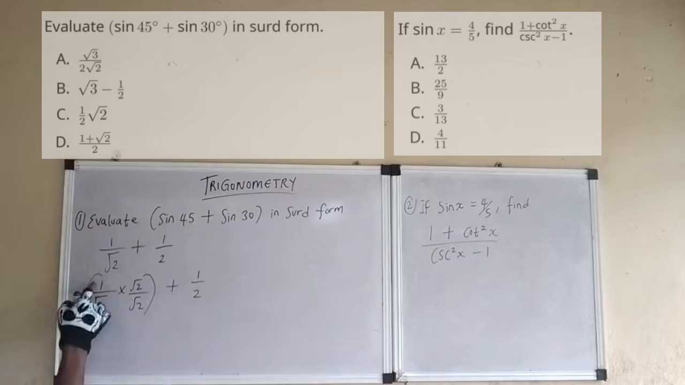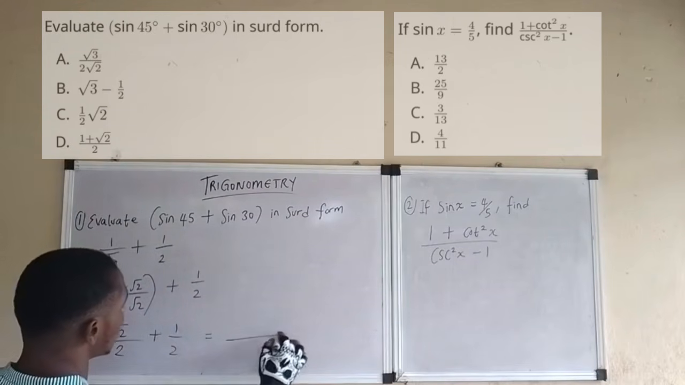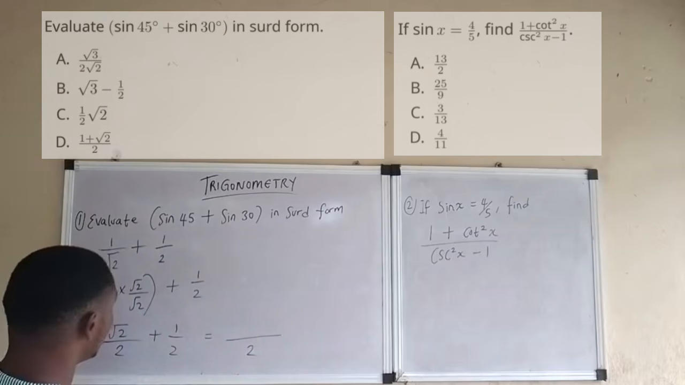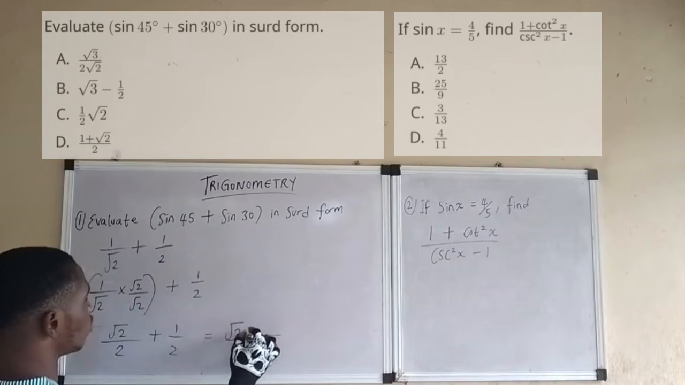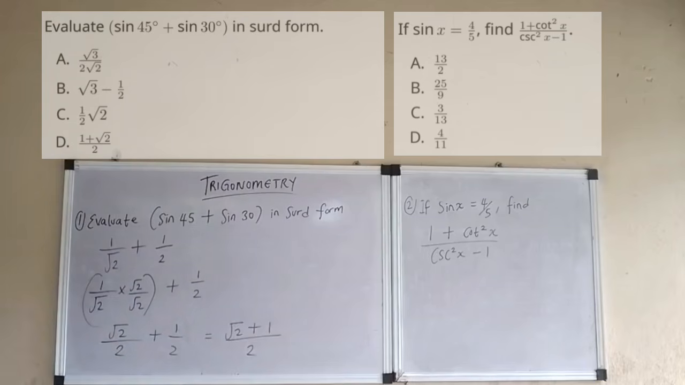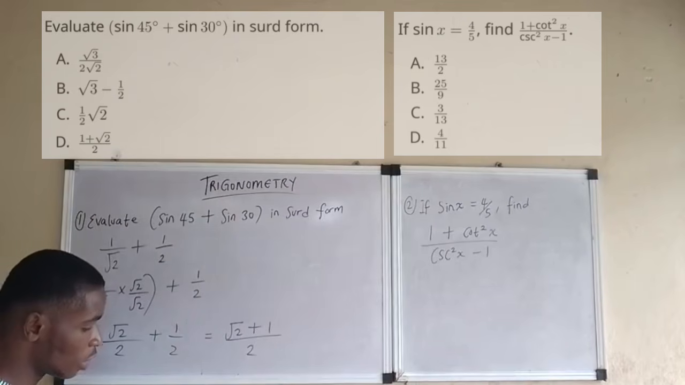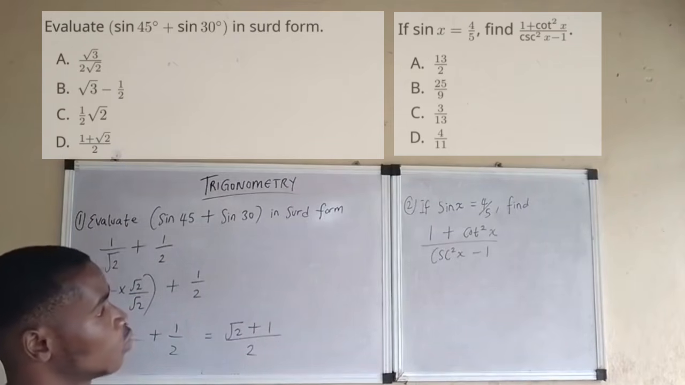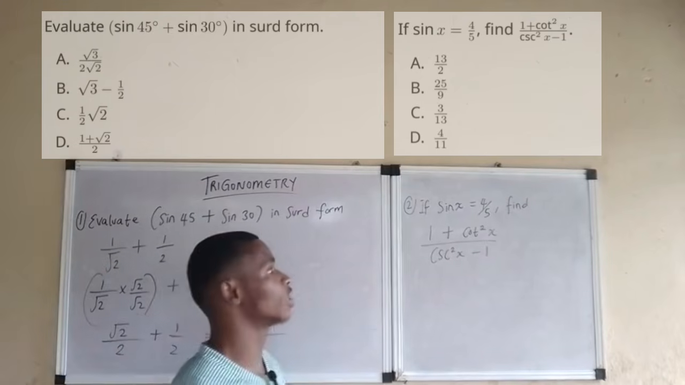So 1 times root 2 gives us root 2. Then root 2 times root 2 gives us 2. Then we have plus 1 over 2. Now, when you simplify this further, 2 is the LCM of 2 and 2. Then when you simplify, you're having root 2 plus 1. So the final answer in simplifying this is 1 plus root 2 over 2. Do you understand? So if you look carefully at the options, the correct answer is option D, 1 plus root 2 over 2, or root 2 plus 1 over 2. Now let's move on to the second question.